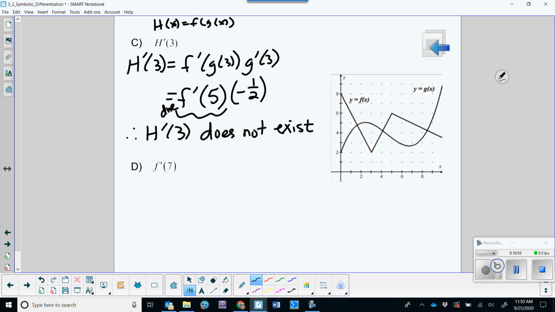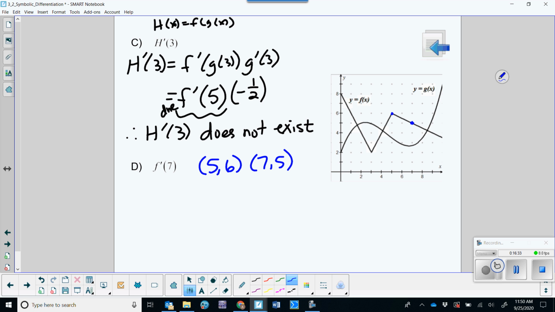F prime of 7 would be to just simply do the slope there. So let's go look at where that would be. So if we're on the graph of f, remember the pointy one, if I'm at 7, I'm right here. So if I'm right there, all I need to do the derivative is find the slope. So it looks like this point and that point would be good points to use. So that would be (5, 6) and (7, 5).